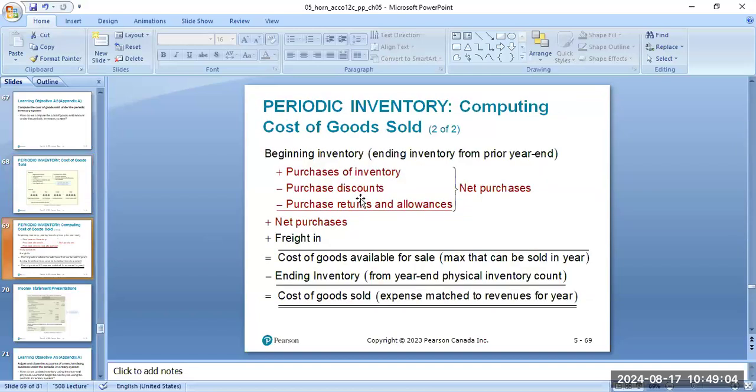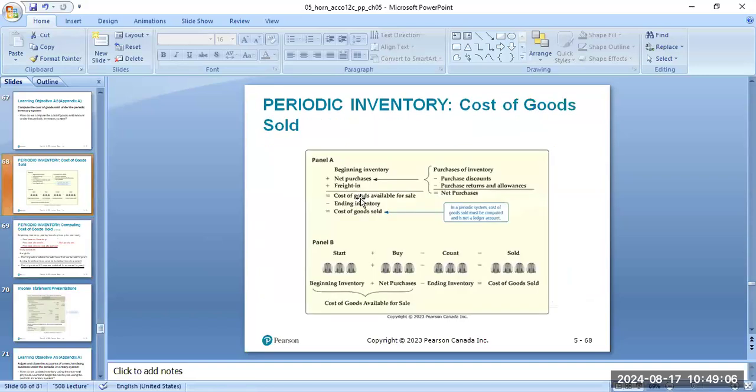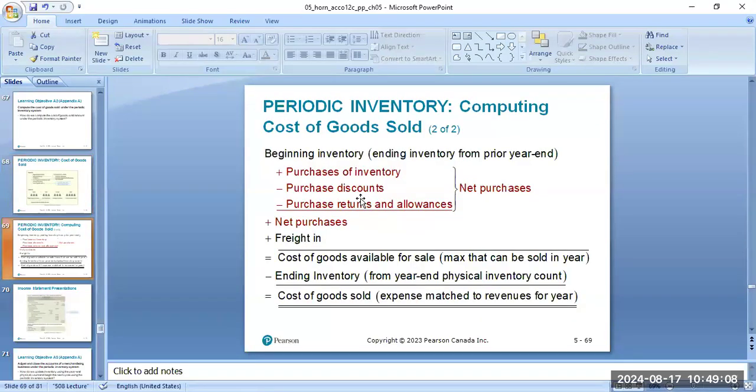That's another calculation of the same diagram. Here is more detail. I strongly suggest you copy these slides for yourself and have them available all the time until you get comfortable with how to calculate this cost of goods sold.